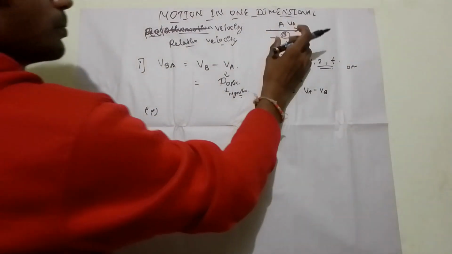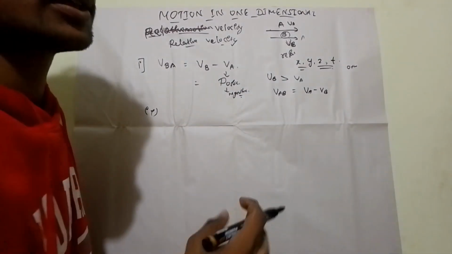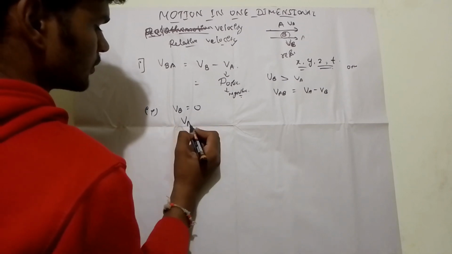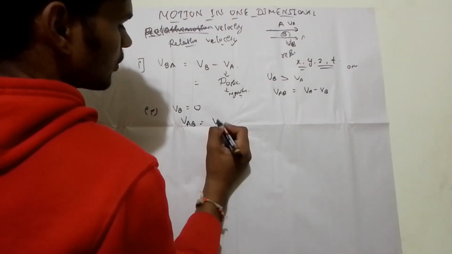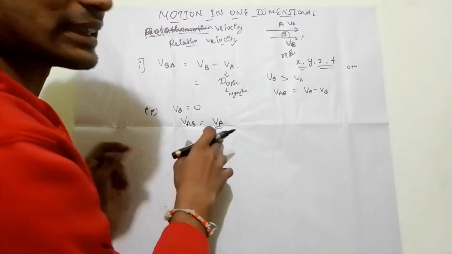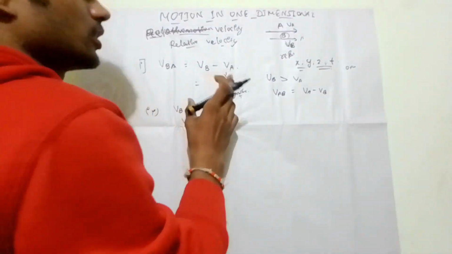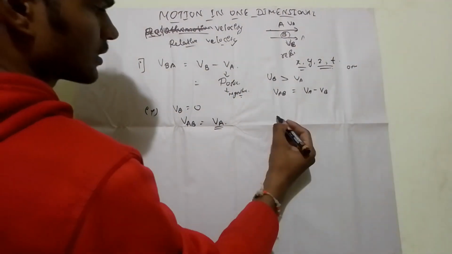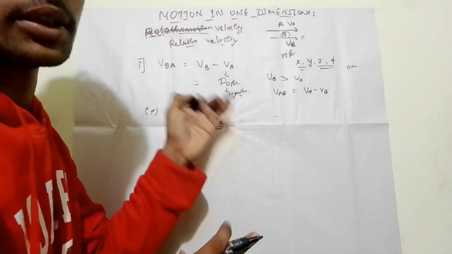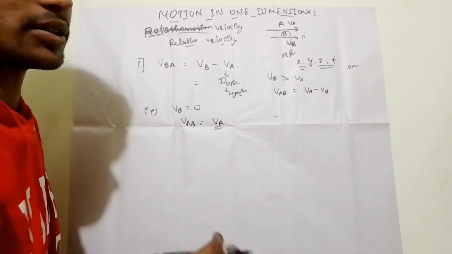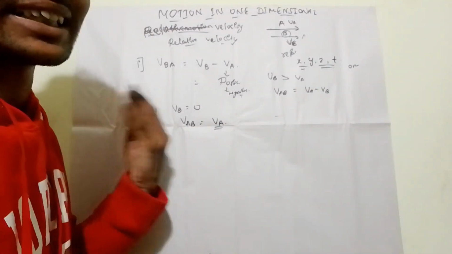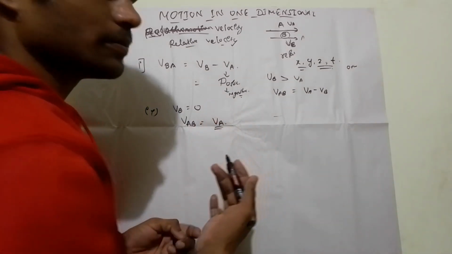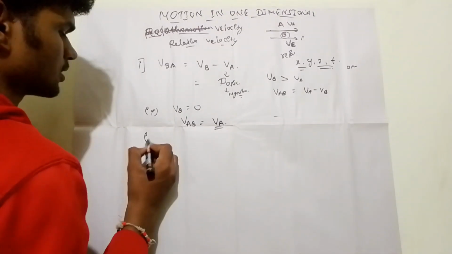Second condition: if B is not moving, VB is equal to 0, then VAB is equal to VA. We see the actual speed of that velocity if the observer or any other object is at rest. That's why we see the train moving with its actual speed, because we are stationary. But a person in another train will see the train moving with a different velocity with respect to him.